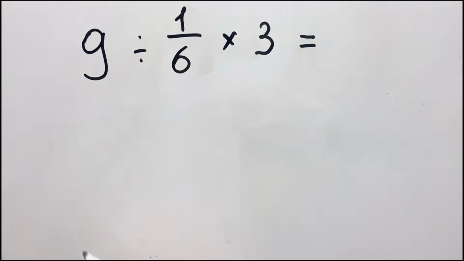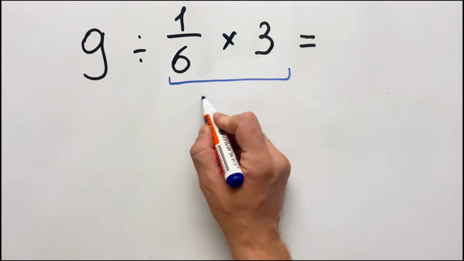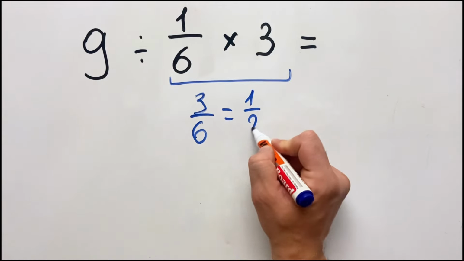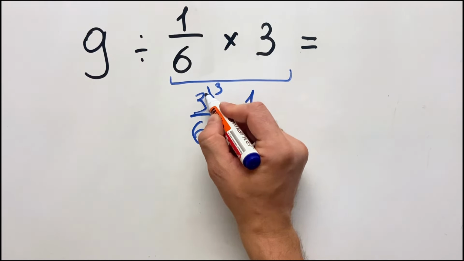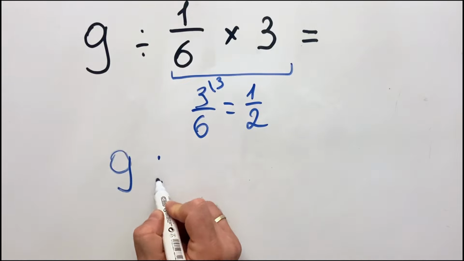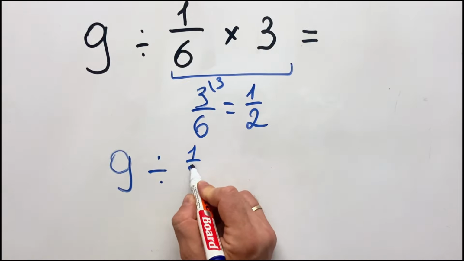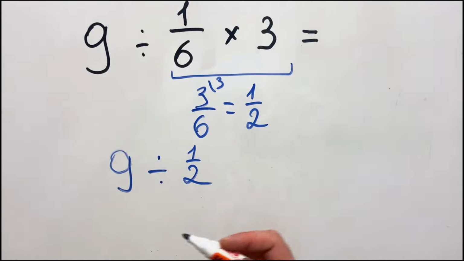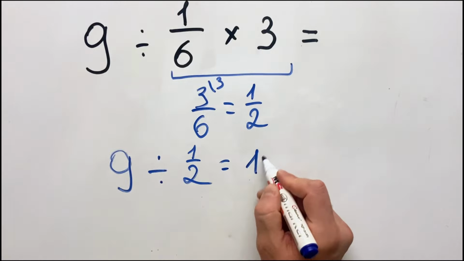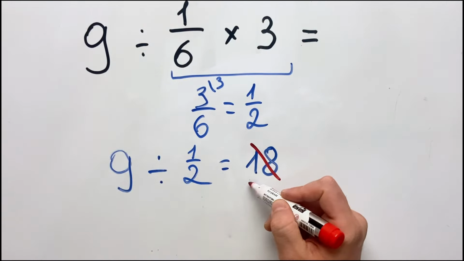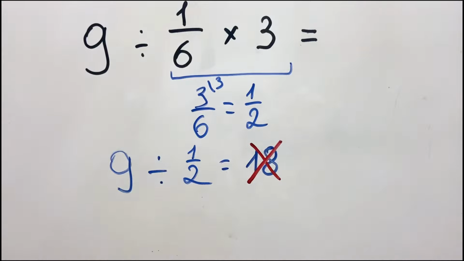So they multiply 1 over 6 with 3, which is 3 over 6 and equals 1 over 2. They simplify by 3 and then get 9 divided by 1 over 2. When you divide by a fraction, you multiply by its reciprocal, and they get 18. But of course this answer is not correct.